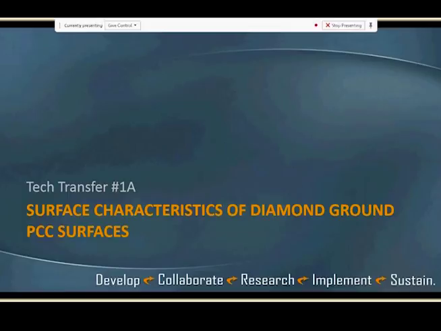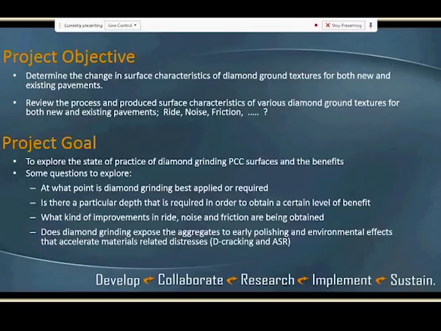So the first one that I'm going to talk about is the surface characteristics of diamond ground pavements for concrete. That's one we're working on. We want to determine the change in surface characteristics based on the different textures for both new and existing pavements. We're going to review the processes that produced the characteristics as well as the textures that come out. And we want to look at ride, noise, as well as friction and anything else that might apply. So what was the improvement? What are the perceptions?